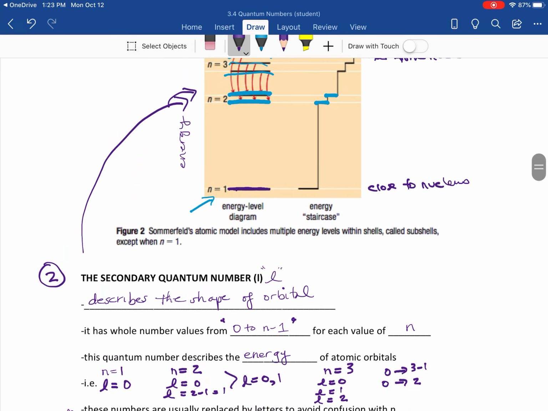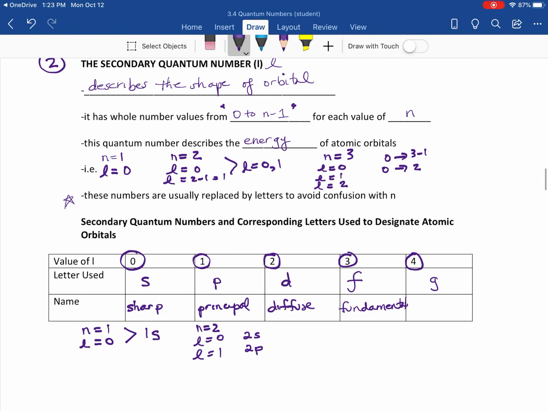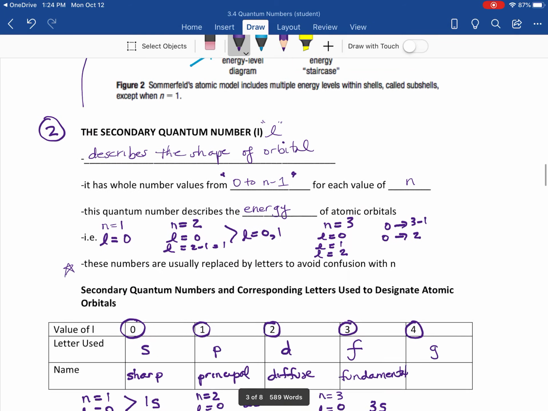Hold up, don't get dizzy. 2s and 2p. Okay? Then, if I'm talking 3, so if my n equals 3, I have L equals 0, L equals 1, L equals 2. My orbitals will be 3s for the 0, 3p for the 1, and 3d for the 2. And hold the phone. 3s, 3p, 3d. Whew! How's that? Hope that's good for everybody.